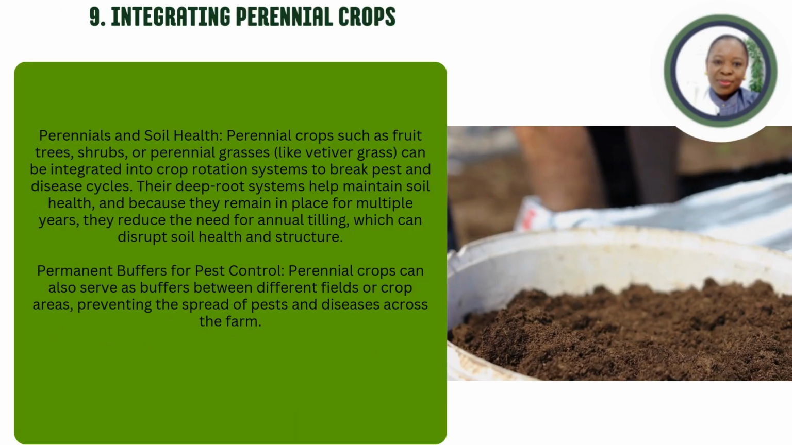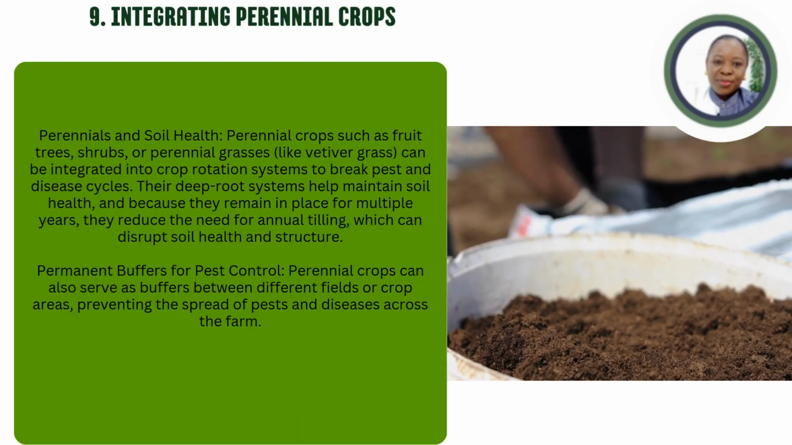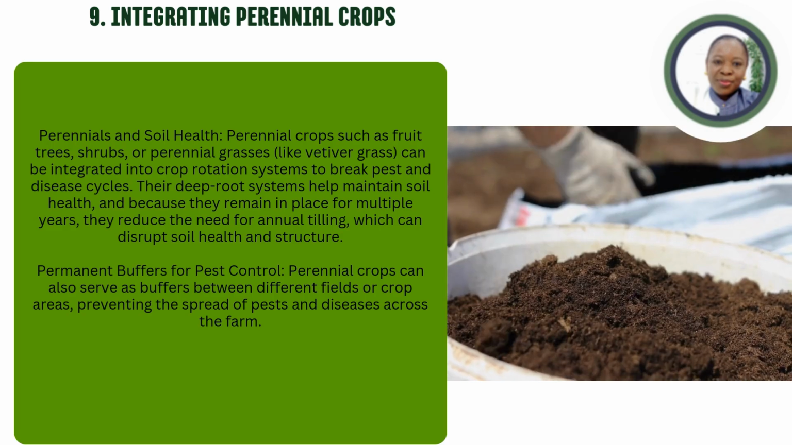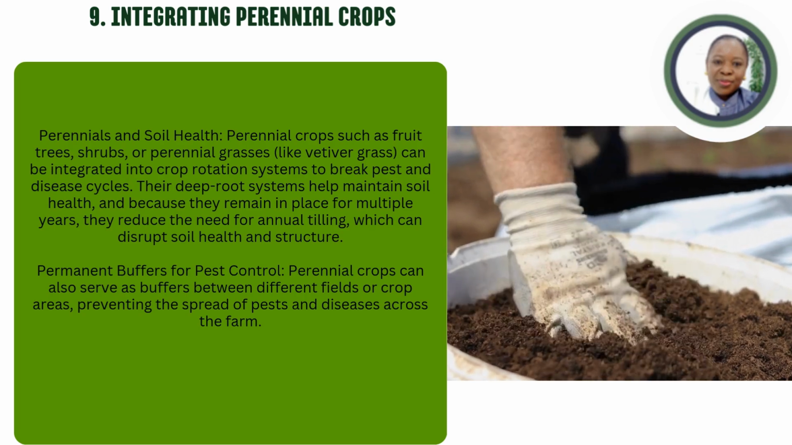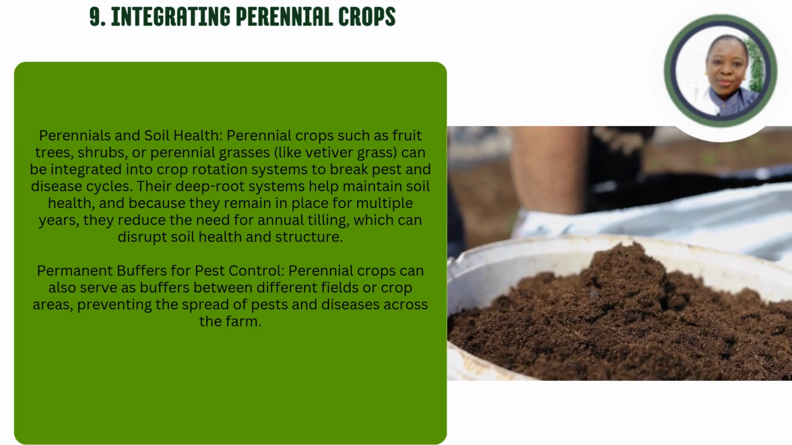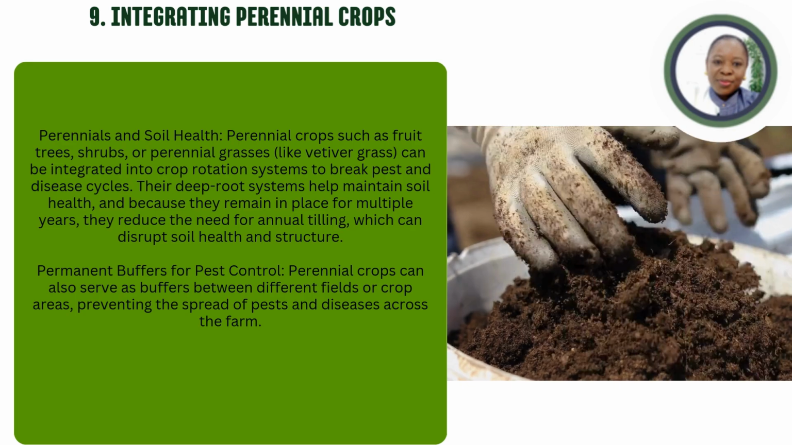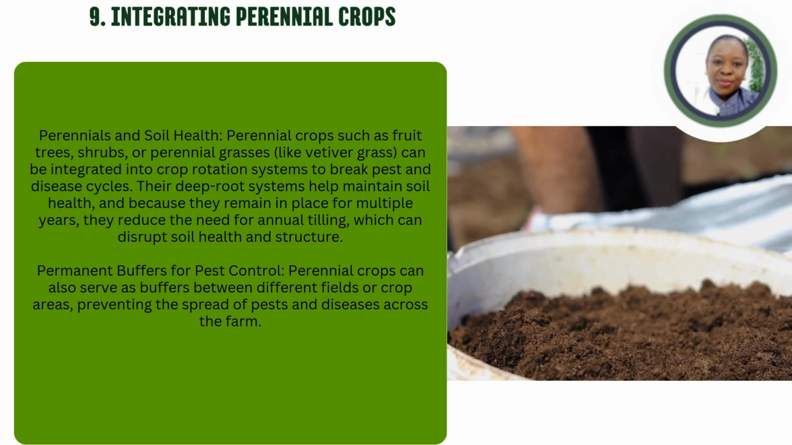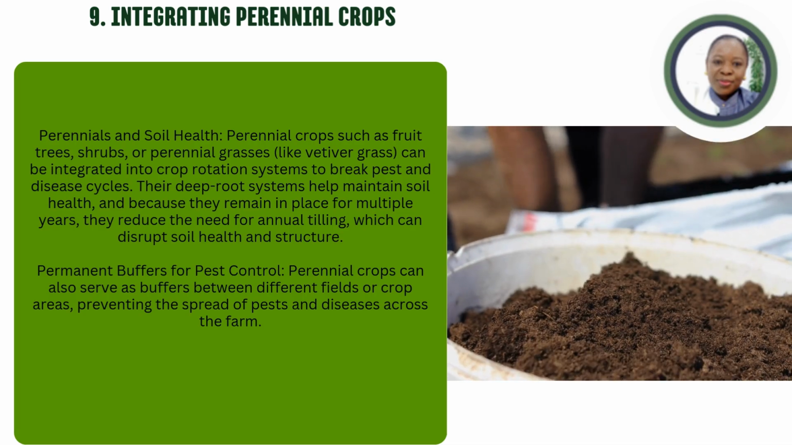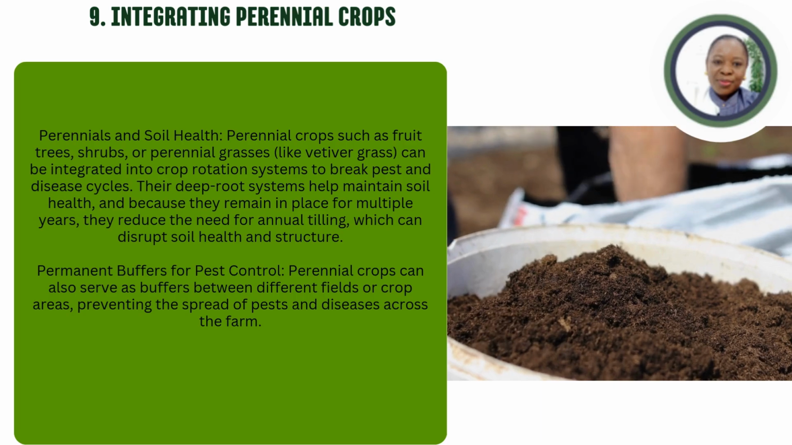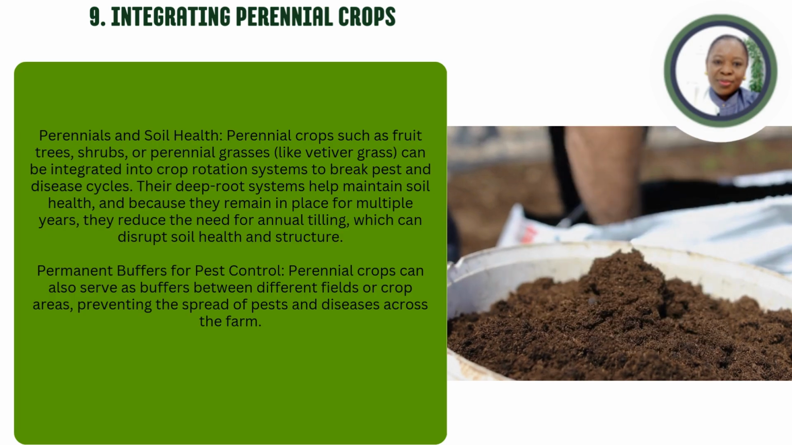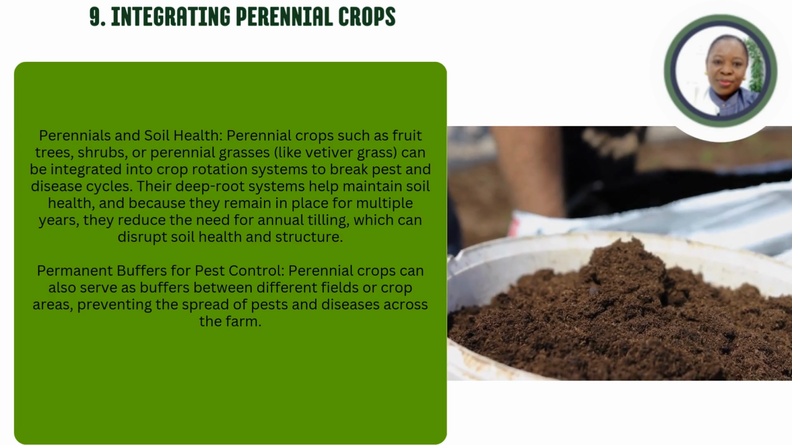9. Integrating perennial crops. Perennials and soil health. Perennial crops such as fruit trees, shrubs or perennial grasses like vetiver grass can be integrated into crop rotation systems to break pest and disease cycles. Their deep root systems help maintain soil health, and because they remain in place for multiple years, they reduce the need for annual tilling, which can disrupt soil health and structure.